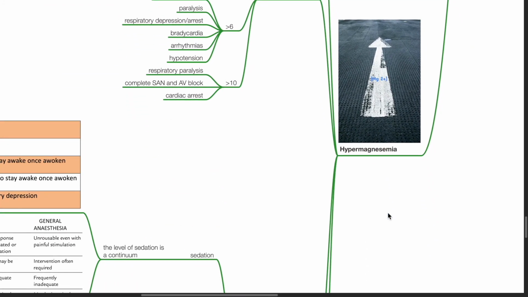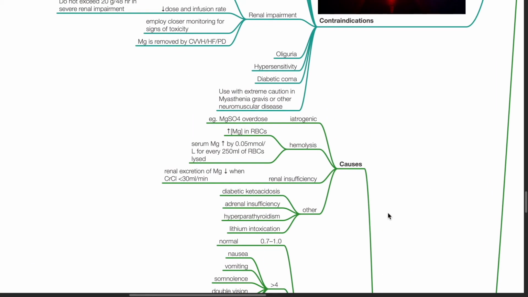Hypermagnesemia. Causes include iatrogenic, such as in magnesium sulfate overdose, and hemolysis. There are high magnesium levels in RBCs. Serum magnesium may increase by 0.05 millimoles per liter for every 250 ml of RBCs lysed. Renal insufficiency can cause hypermagnesemia. Renal excretion of magnesium reduces when creatinine clearance is less than 30 ml per minute. Other causes of hypermagnesemia include diabetic ketoacidosis, adrenal insufficiency, hyperparathyroidism, and lithium intoxication.